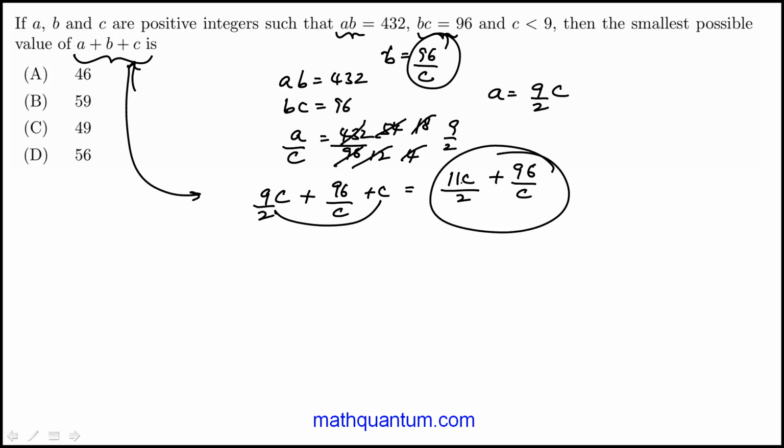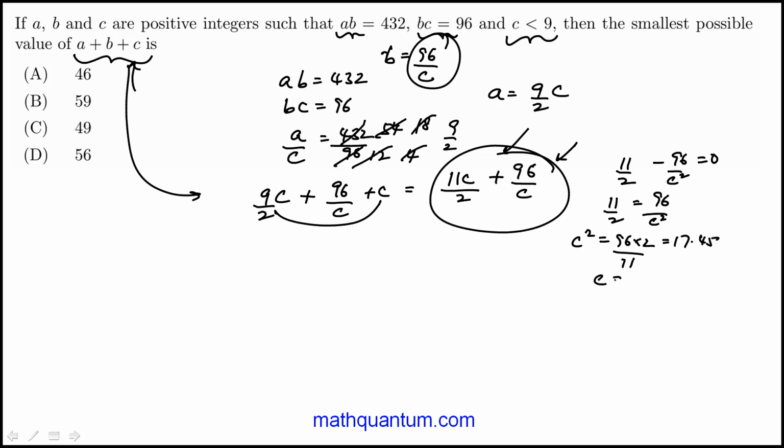And we just have to figure out what C value would make this the least. And you can either just plug in integer values, or what I actually did was I tried to minimize this function, so I took a derivative. 11 over 2 minus 96 over C squared equals 0. So you'll see you're not going to get a whole number. And if you compute this, 96 times 2 divided by 11, I get 17.45.